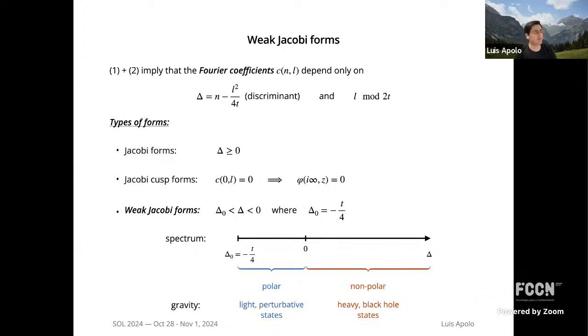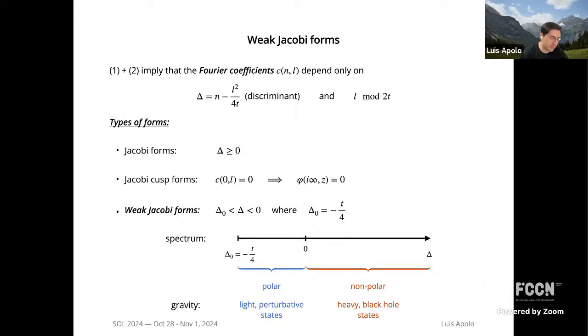There are different types of forms, and this type of forms will determine how to actually write this Fourier expansion. You have Jacobi forms where the discriminant is greater or equal than 0. You have these Jacobi cusp forms that are written here. There are some other types of forms, but the ones we're interested in today are weak Jacobi forms. These weak Jacobi forms are characterized by having a negative discriminant, but that cannot be arbitrarily negative. There's a minimum value of the discriminant, which here I label by delta naught, and it's given by the index t of the weak Jacobi form in this way.